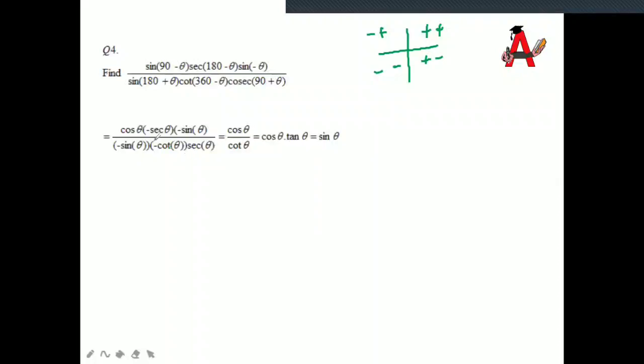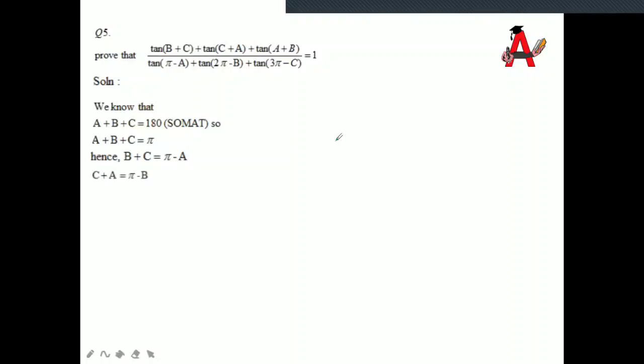Again, positive. This minus sec theta and this sec theta will get cancelled. Then you will have sine theta and sine theta, which is cancelled. Minus minus sine will also become plus. What you will get is cos theta upon cot theta, which can be written as cos theta into tan theta, which is nothing but sine theta. This is what we had to prove.